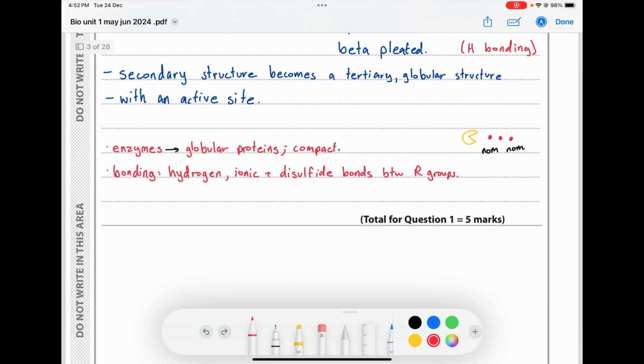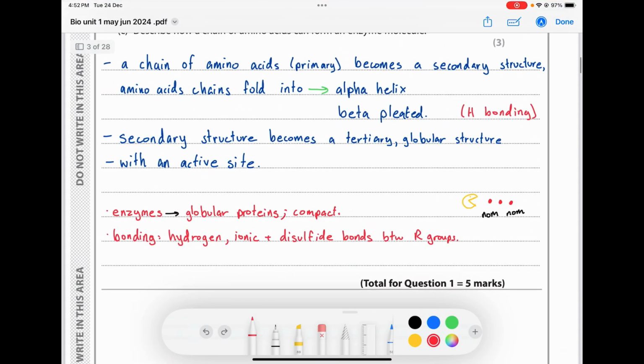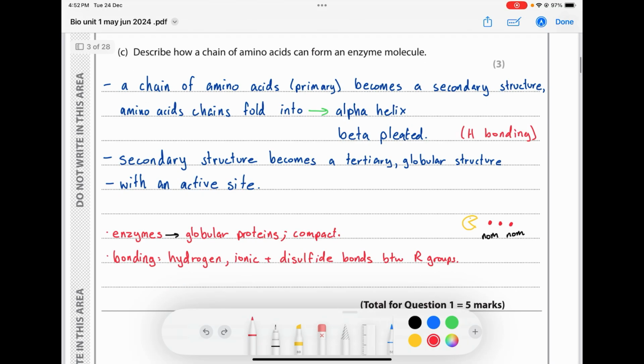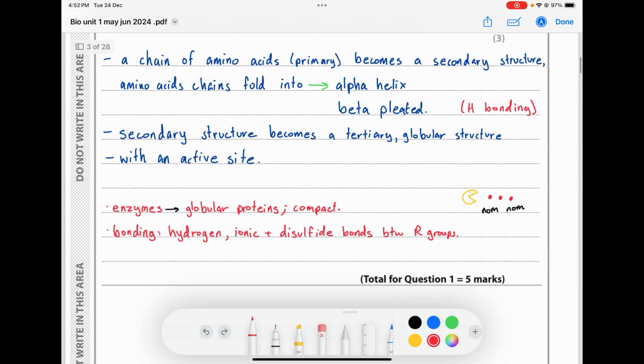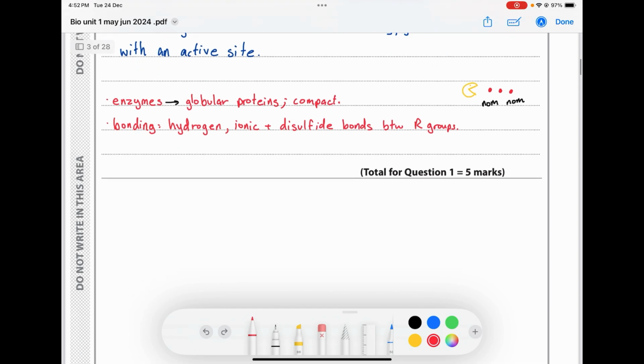Again, enzymes are globular proteins and they are compact. The bonding within them, just to revise and remind you, is hydrogen bonding, ionic and disulfide bonds between the R groups. Here's a small diagram that I drew of the enzyme. Honestly, I wrote this answer short, but you can add in whatever you want. I just wanted to make it understandable for you.